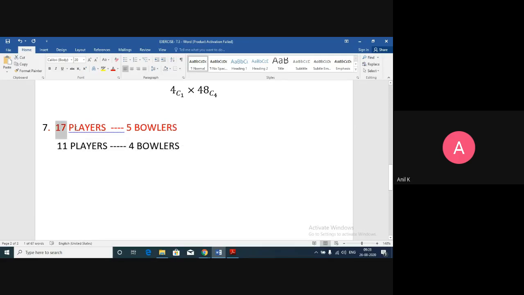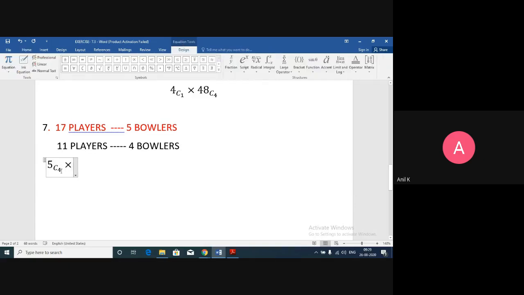The question is, out of 17 players I have to select 11 players, and out of 17 players you have 5 bowlers and you need 4 bowlers. If I want 4 bowlers compulsory, I have to select out of these 5 only. Do you agree? So if I select 4 out of these 5 bowlers, this can be done in 5C4 ways, because in total I have 5 bowlers and I need to select 4 bowlers. That's done. Now multiply by.